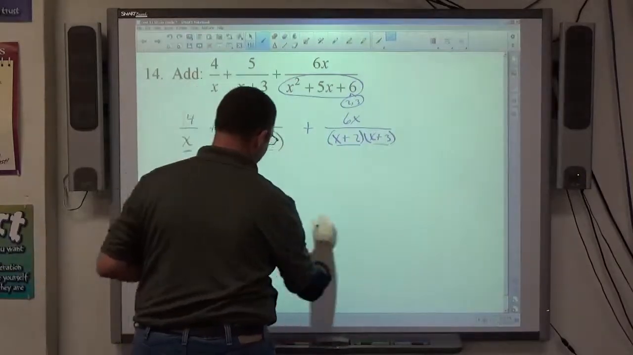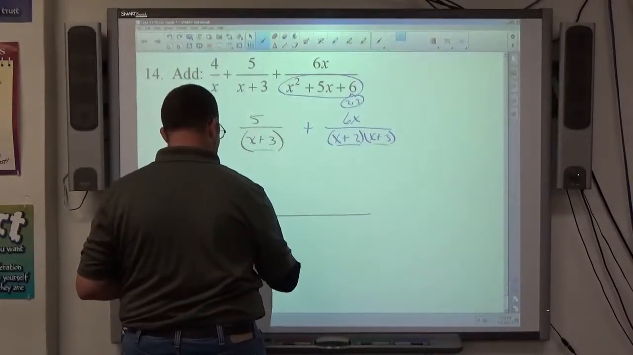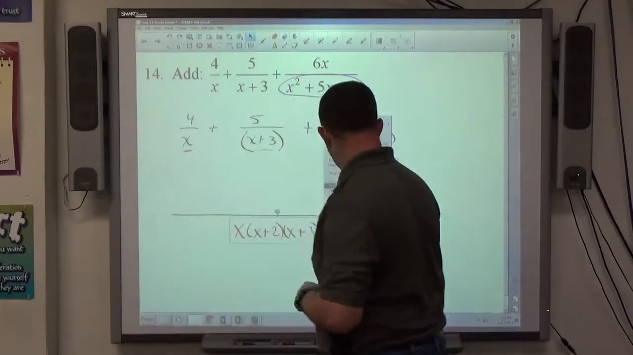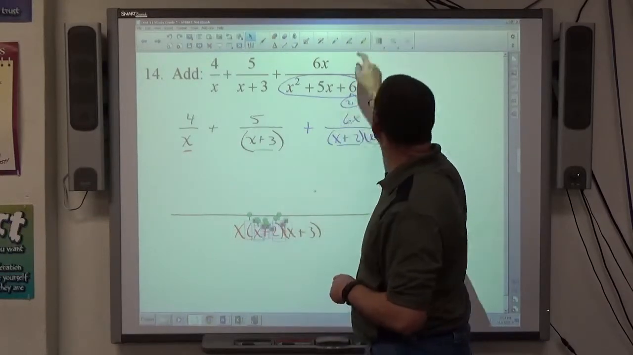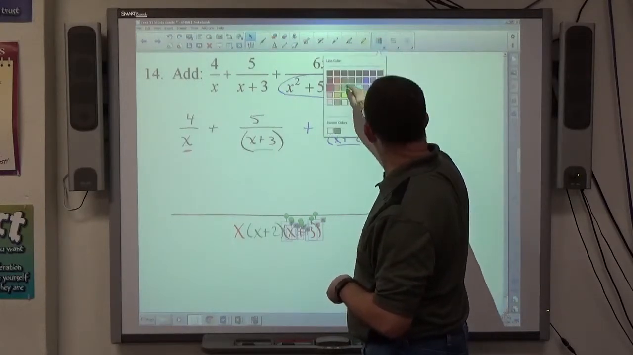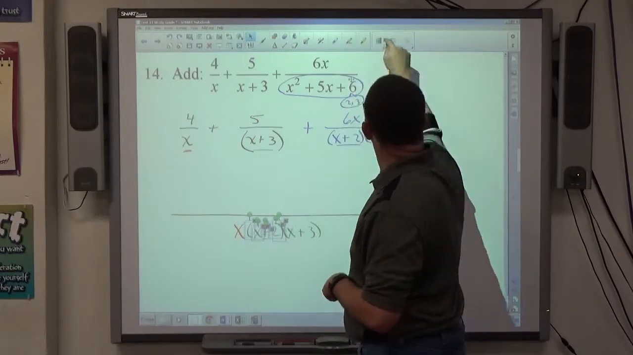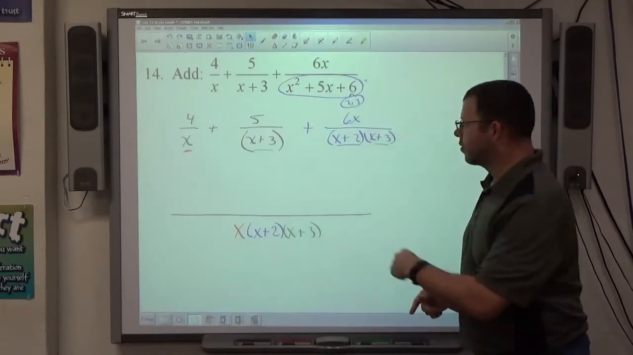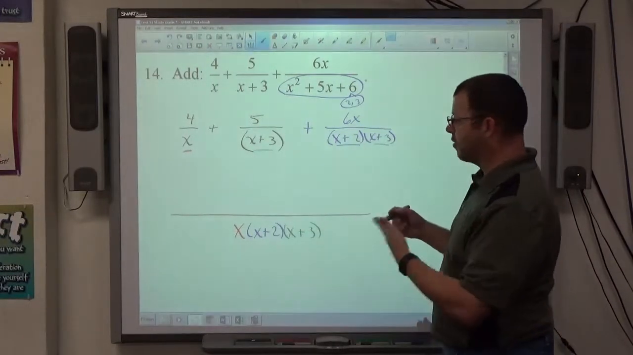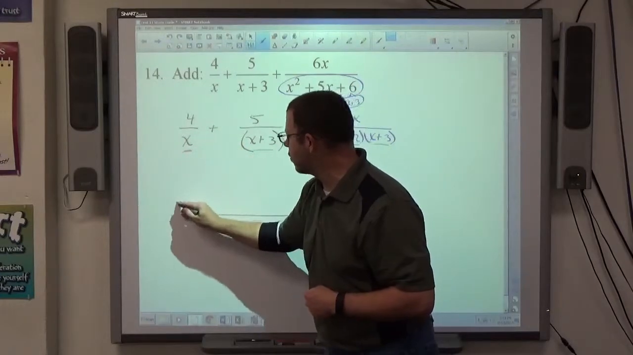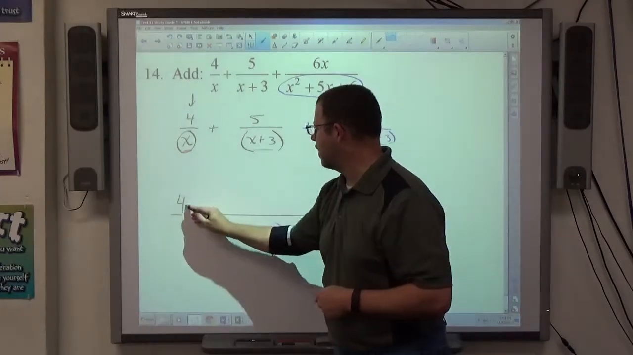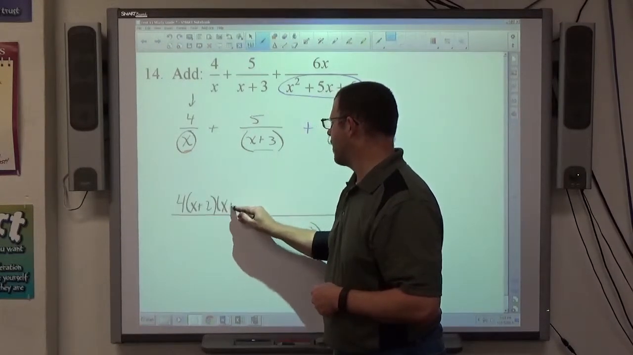So the product of those three things is going to be my least common denominator. So if I'm looking at this thing, I consider that x times x plus 2 times x plus 3 is my least common denominator. I picked the wrong color there. There we go. So x times x plus 2 times x plus 3 is the least common denominator. I need each of these numerators to change appropriately from each change on the bottom. So this is 4 to begin with right here. This x is right here, but all this stuff is missing. So x plus 2 and x plus 3 need to be multiplied by that 4.